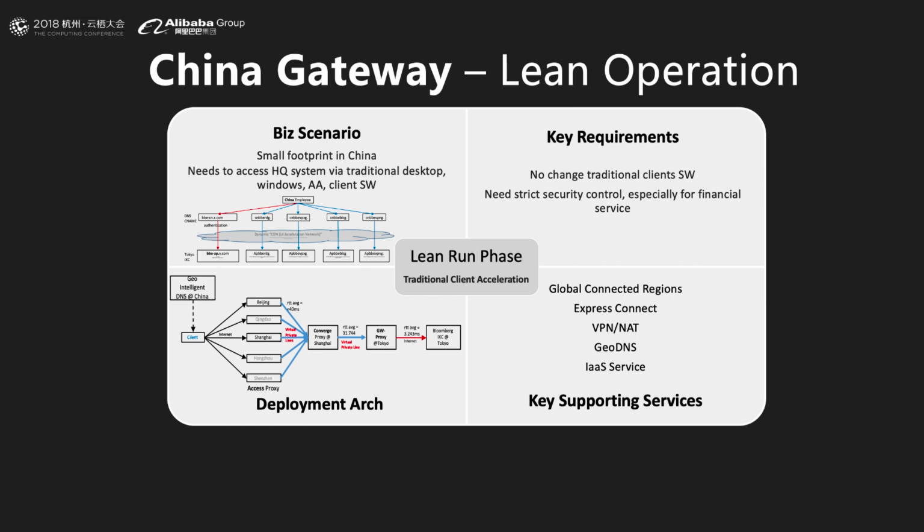And the last business scenario for the companies in the lean operation phase is having a small footprint in China, and they need to access headquarters systems through the traditional desktop, the Windows software, and so on. So the key requirements for this kind of companies are to not change their traditional client software and need strict security control. And the corresponding China Gateway solution is to combine the Express Connect, the VPN, and the geolocation-based DNS to meet the customer's business requirements.